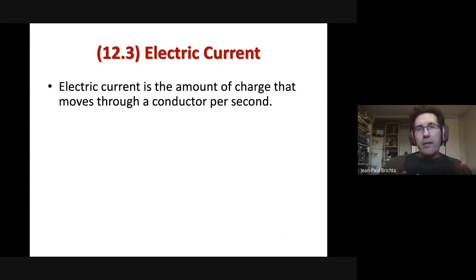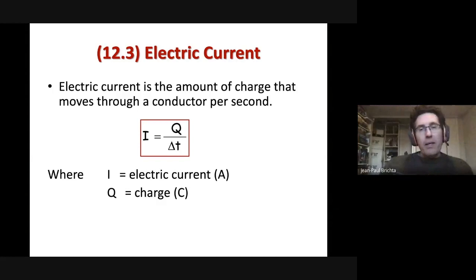And current is therefore the amount of charge that passes through the conductor in a second. So that's the definition. And that gives us a nice equation here: I, which is the electric current, is equal to the total amount of charge, Q, which we just talked about, divided by the amount of time. The unit, by the way, for current is the ampere, or amps for short. And the unit for charge is the coulomb, capital C, I already mentioned that, and of course the unit of time is the second, the usual unit that we've used all through the course.